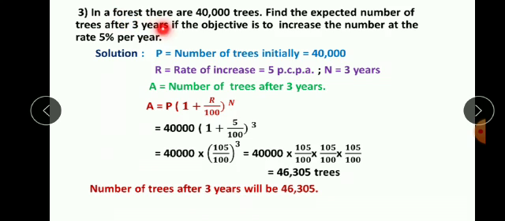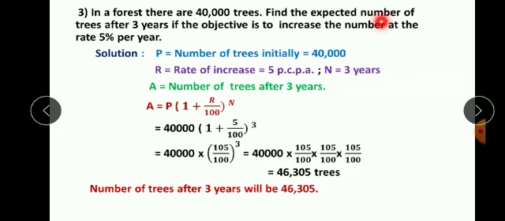Now let us take the third example from the same practice set. In a forest there are 40,000 trees. Find the expected number of trees after 3 years, if the objective is to increase the number at the rate of 5% per year. So what is P? Number of trees initially, that is 40,000. Our rate is 5% per annum. And N is 3 years.